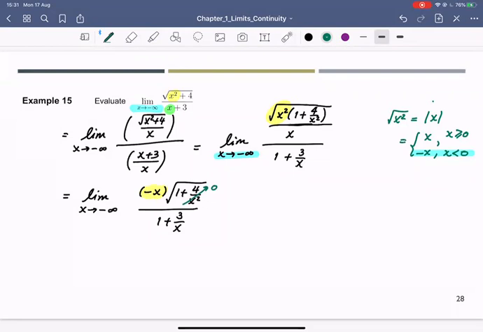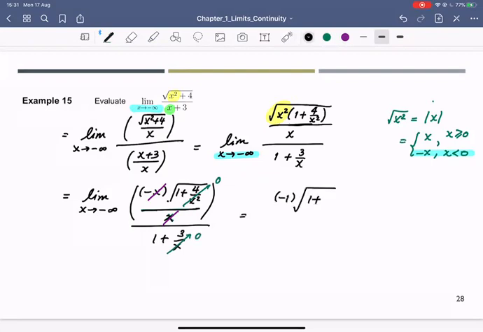One second, I forgot the over x. This moves down. All right. Again, I forgot this, over x, and then the whole thing is 1 plus 3 over x. Okay, and now this x is going to cancel. After that, this goes to 0 and this goes to 0, so it's time to compute. This is negative 1 times the square root of 1 plus 0, over 1 plus 0. So the answer is going to be negative 1.